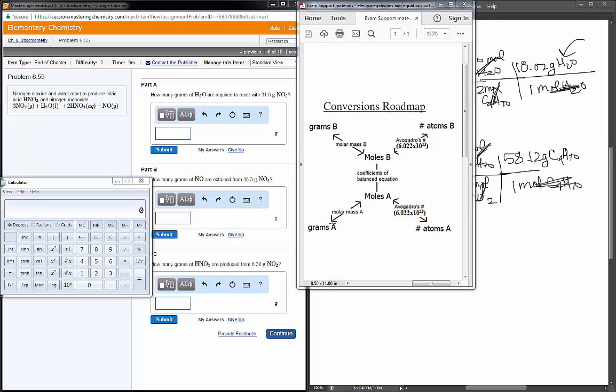So I'm starting here on my roadmap at grams of A. And I want to get to here on my roadmap to grams of B. Awesome. Then I can use the roadmap to tell me how to get there. And the roadmap says use the molar mass of A to get to moles of A. Then use the coefficients of the balanced equation to get to moles of B, and then use the molar mass of B to get to grams of B. So that's what we're going to be doing.